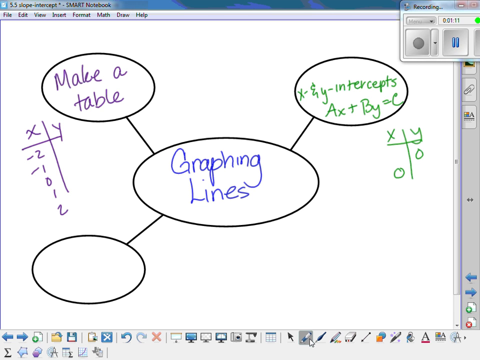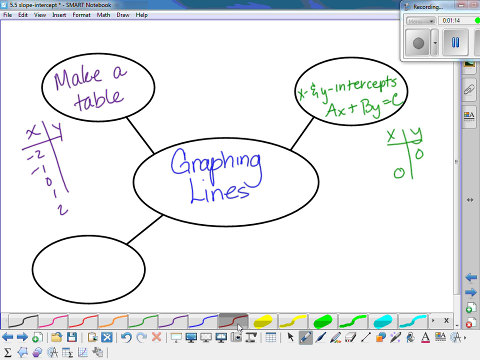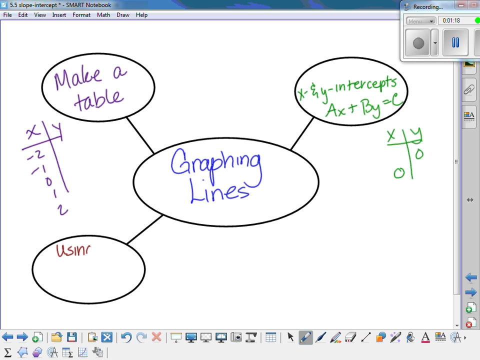So what we're going to talk about today is using the slope intercept form. And the slope intercept form is y equals mx plus b.